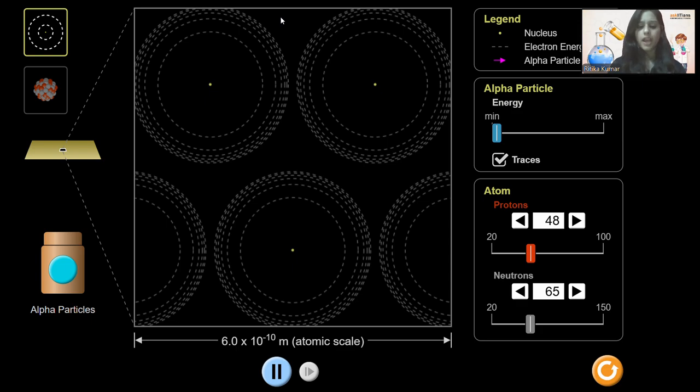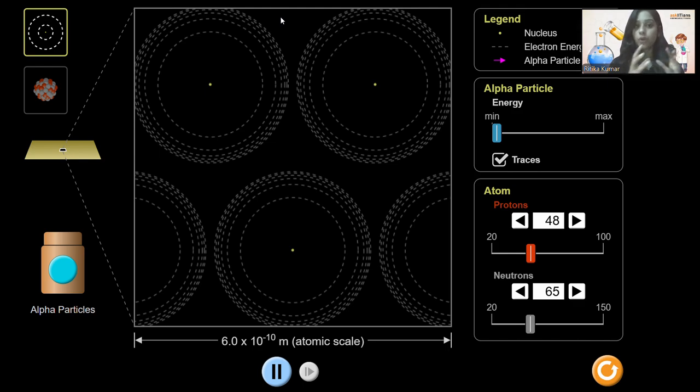Of atom. Have you ever wondered how scientists came across the discovery of nucleus? To understand exactly that, we'll be going through Rutherford's gold foil experiment. To understand the setup of this experiment, Rutherford took a thin sheet of gold foil and a source of alpha particle.